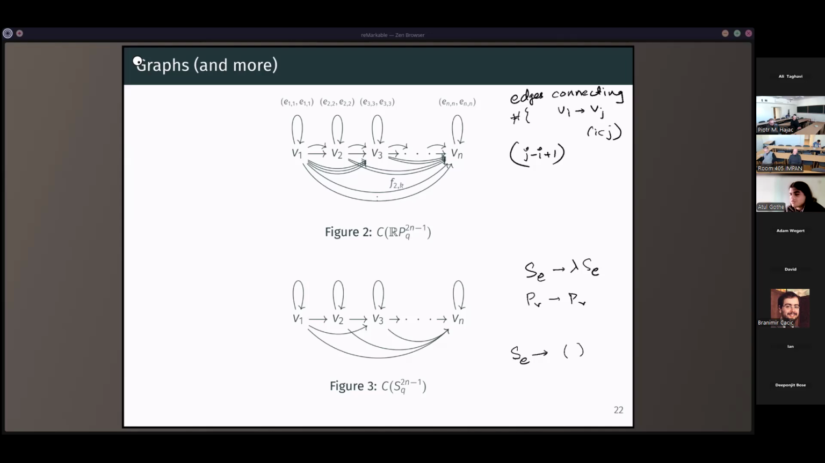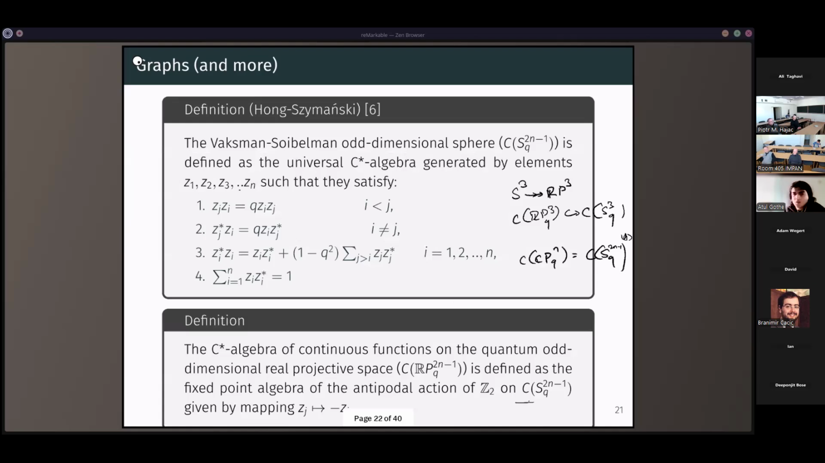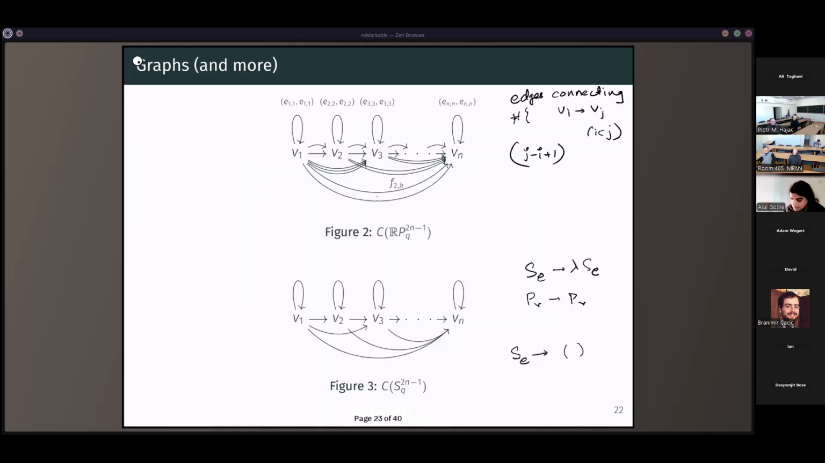I'm not sure whether the complication happens for the even case or the odd case, but in one of the cases, the antipodal action is no longer simple enough that SE just goes to minus SE on the graph generators. Because I repeat, for quantum even spheres, the antipodal action is easy to see because you have two sinks, and we are basically exchanging the sinks and the edges that end with sinks. So it's very easy to see. However, there's nothing to do with the gauge action. Okay, good. I'm happy.